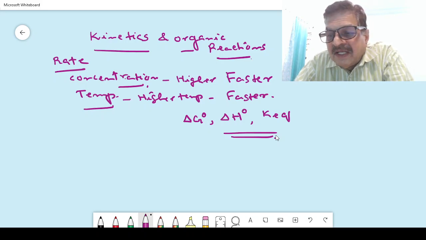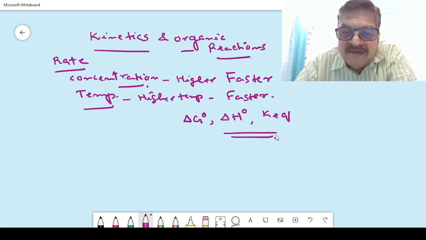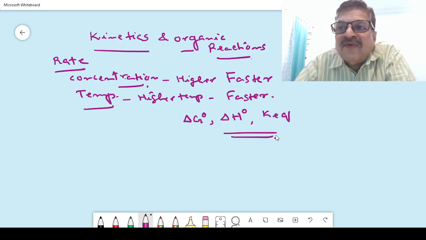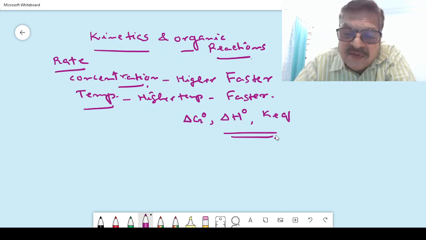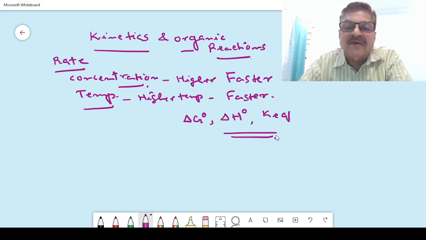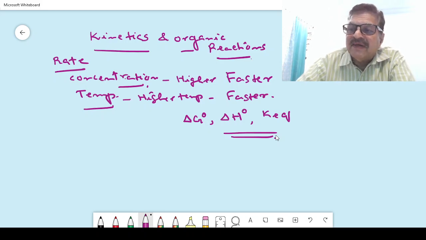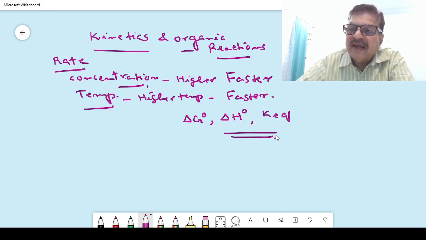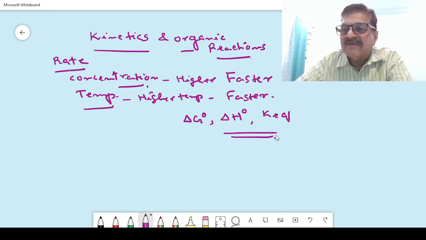Okay, these delta G, delta H, K equilibrium, etc., they will determine only the relative direction of equilibrium and not the rate of the reaction here. Correct. And this will also indicate the relative energy of the reactants and the products. So it has nothing to do with our kinetics. Kinetics will be an entirely different concept here.